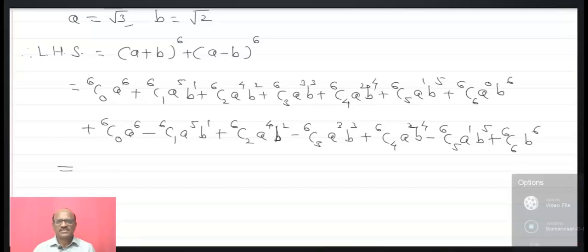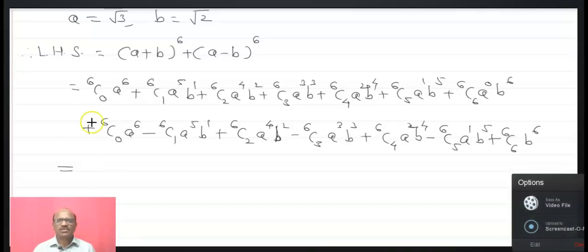Now again, if you see this here, that is what's happening here. You see this 6c0 a raised to 6, and next is this is a plus sign. These terms will get added. If you see this is the term and this is term. These are getting added here. Next will 6c1. Which terms are getting added? 6c2. This will also have the positive sign. They will get added to each other.